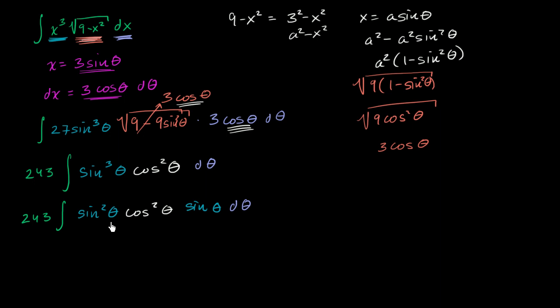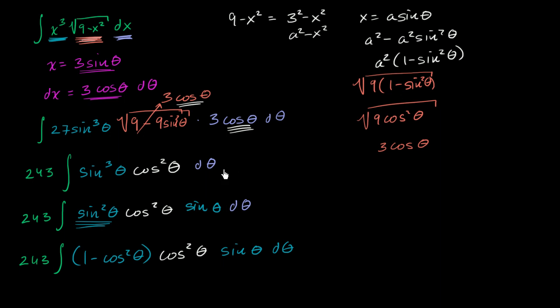And what I'm trying to do is turn this expression into something where I can do u substitution. As you can imagine, the du has to deal with sine theta d theta, and it would if I can get my u being equal to cosine theta. Then my du is going to be negative sine theta d theta. So let me see if I can do that. If I say that sine squared theta is the same thing as 1 minus cosine squared theta, then this whole thing becomes 243 times the integral of 1 minus cosine squared theta times cosine squared theta times sine theta d theta.